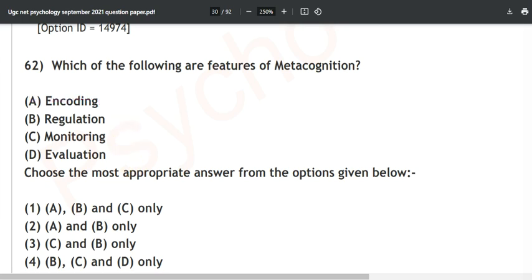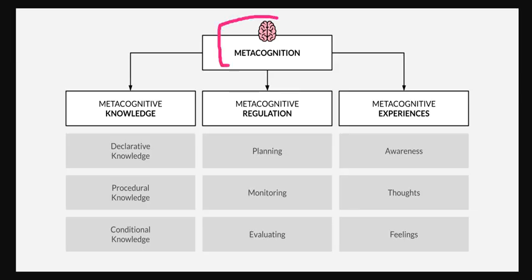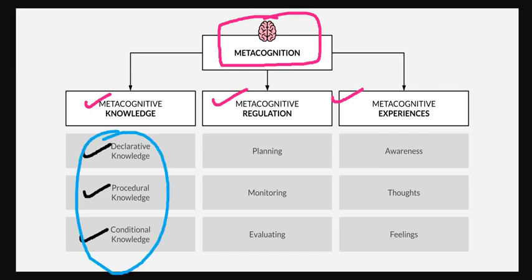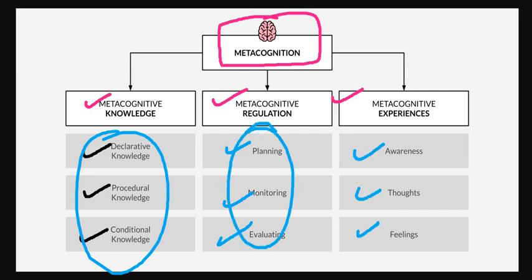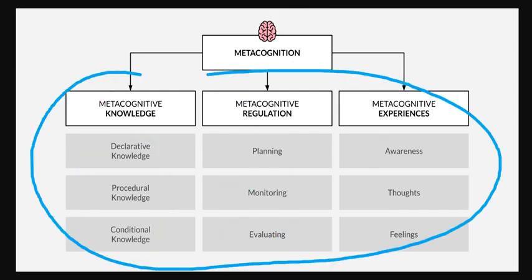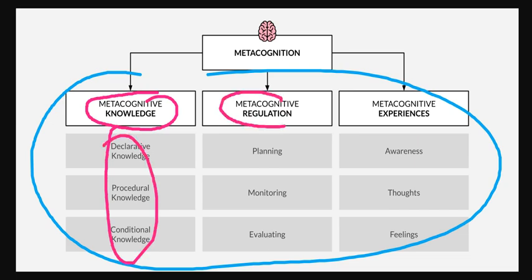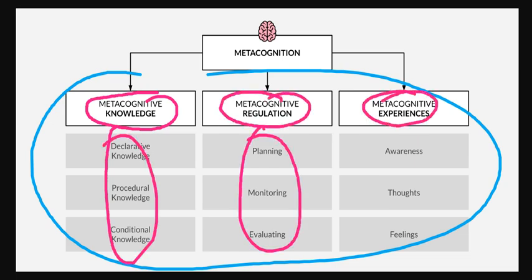For this, you just need to remember one single concept. What comes under metacognition? Three types of things: metacognitive knowledge, regulation, and experiences. Declarative knowledge, procedural knowledge, and conditional knowledge go with knowledge, as with your memory. Regulation is planning, monitoring, and evaluating. And experiences are awareness, thoughts, and feelings. They will ask you out of this only. You have to match what comes under metacognition. Sometimes they can also ask what comes under metacognitive knowledge, and you will answer with these. If they ask about regulation, these, and with experiences you will answer these.